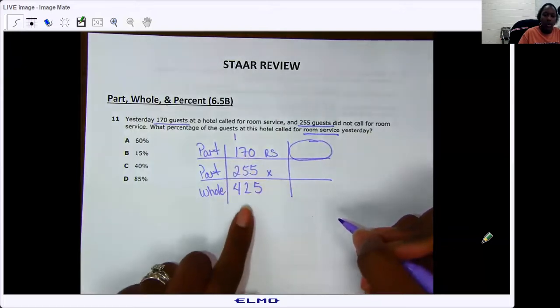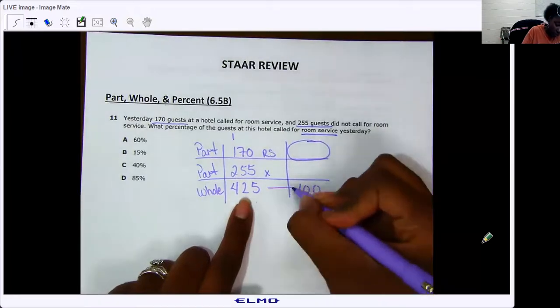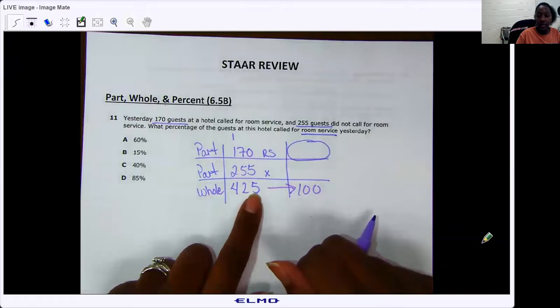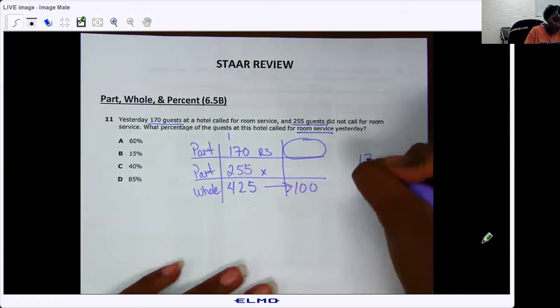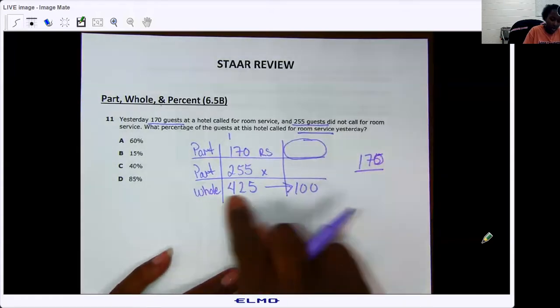Okay. Now, the first thing I want to see, can I make 425 equal to 100? Okay. Just looking at it, it does not end in a 0. So I can't simplify this to get it to 100. So my other option is to set it up as a proportion. So let's get 170 out of 425.